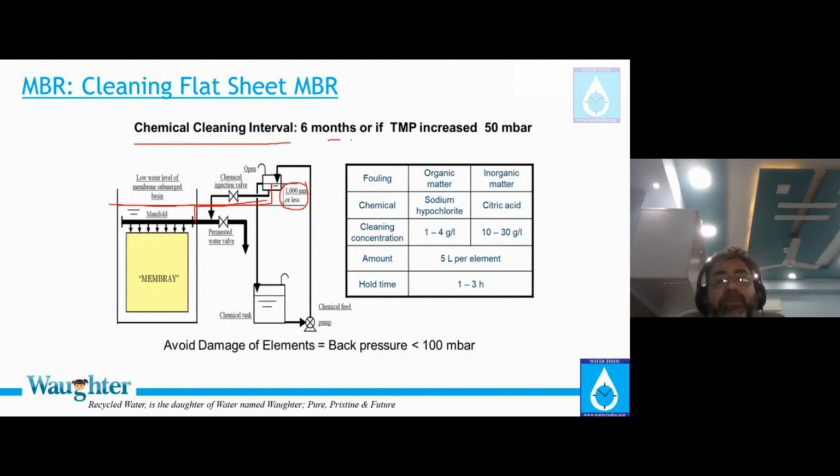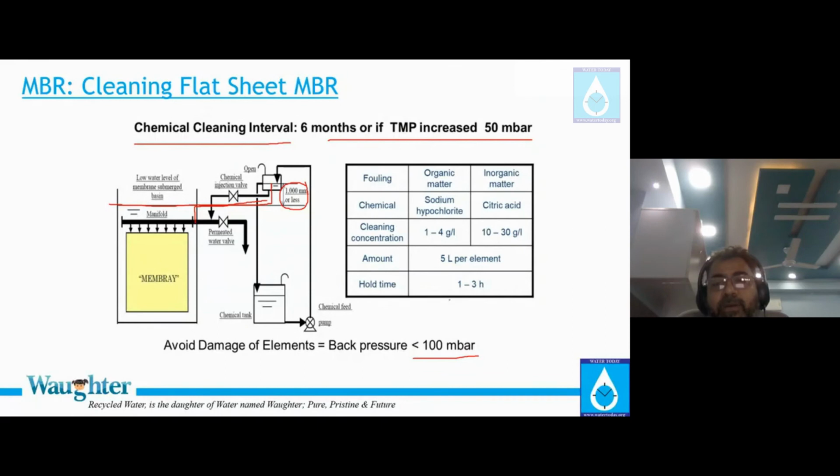Typically 6 months, if the TMP is exceeding 50 millibar. So what we have to measure is TMP. So whatever way we are doing CIP, can I do backwashing the same way, maybe every hour once, or maybe 2 hours after 6 hours? The answer is yes, you can do that as long as you automate the system. Avoid damage of elements. Back pressure should always be under 100 mbar. Otherwise, these membranes will be permanently damaged.